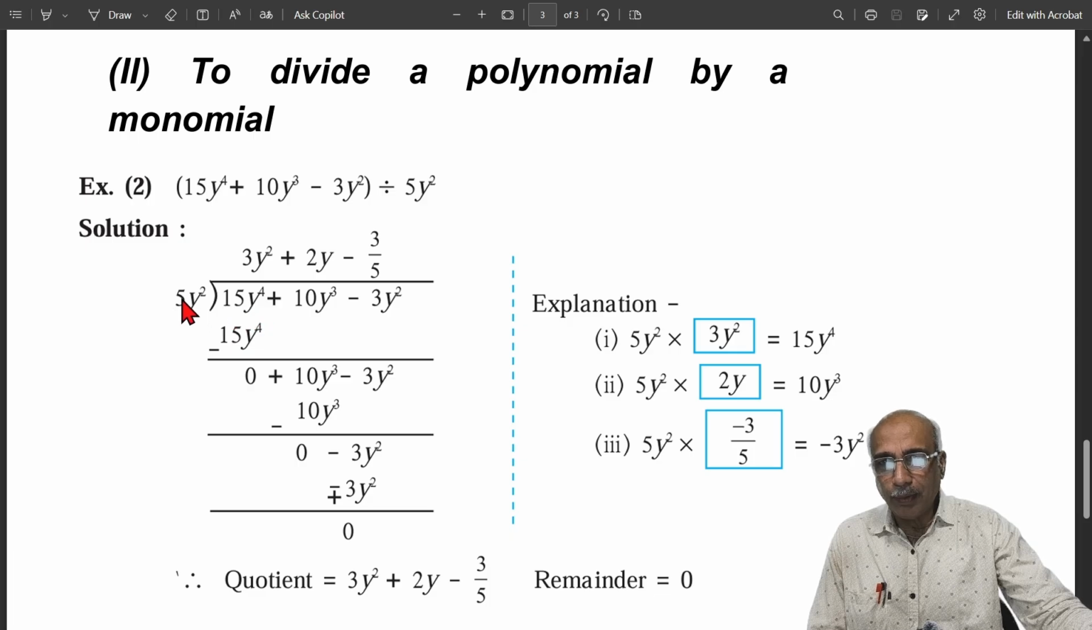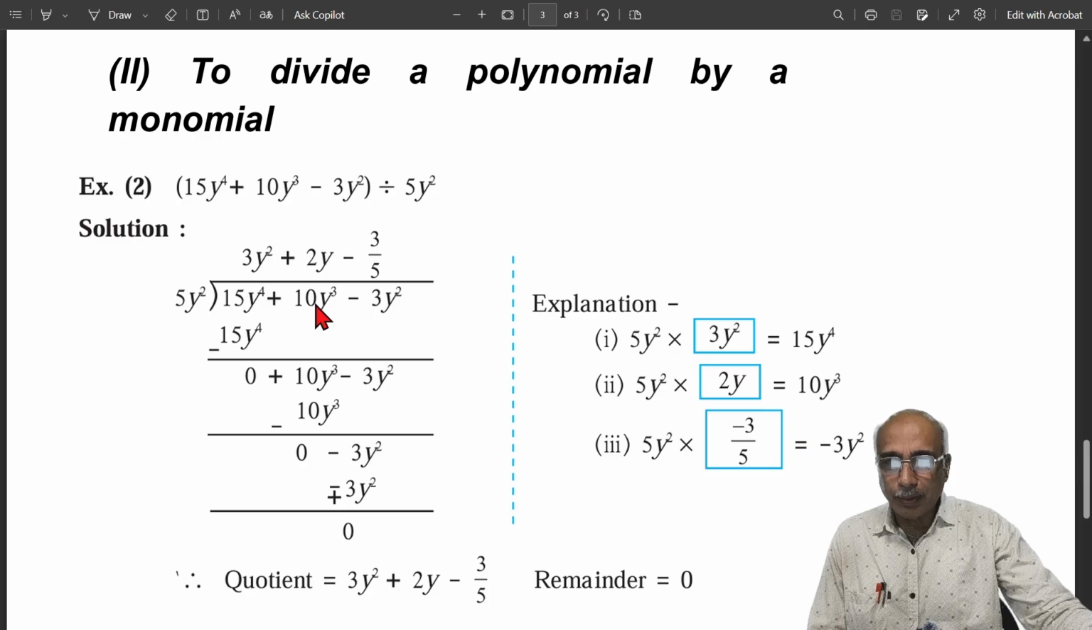So again, 5 into 3 if I do, it will be 15. Y square, then if I multiply by y square, it will be y raised to power 4. The step explanation is given on this side. 5y square into 3y square will be 15y raised to power 4. So here we'll take 15y raised to power 4. When we subtract, it will become 0 and the quotient will come 3y square.